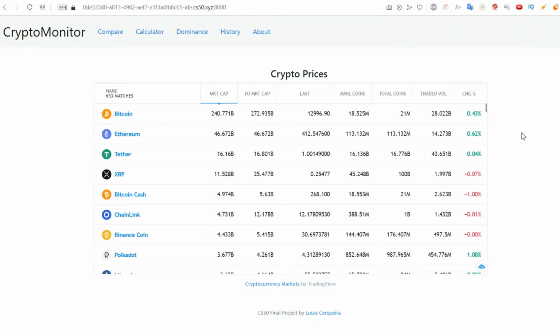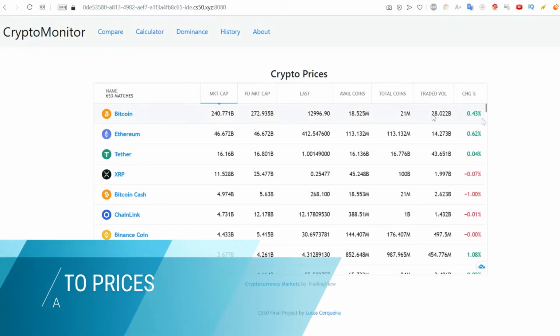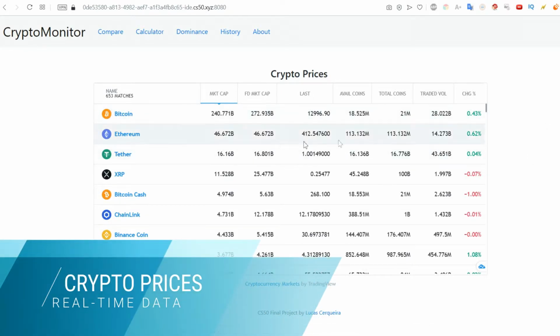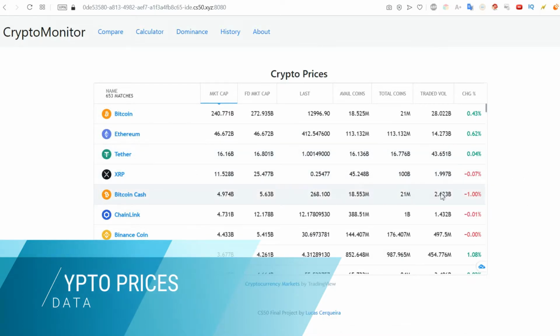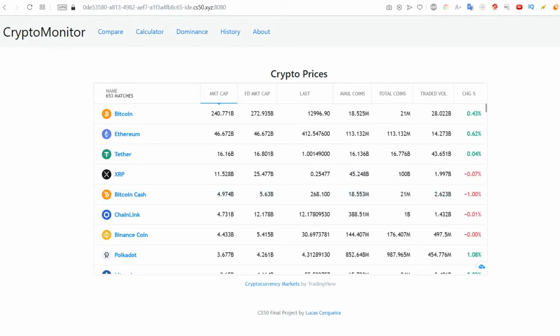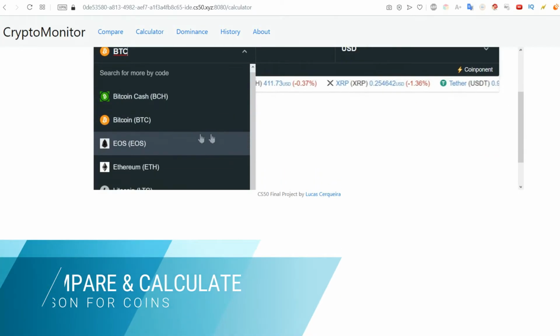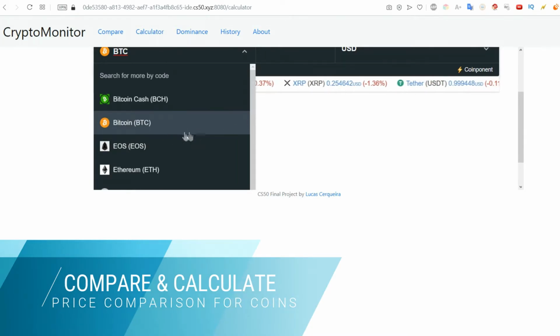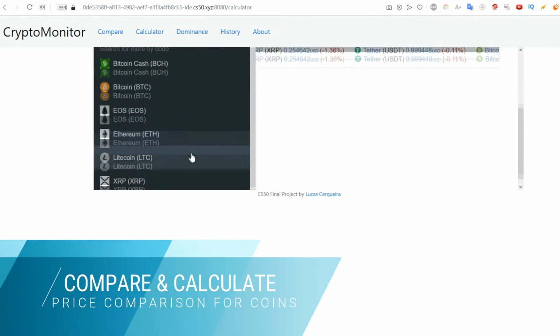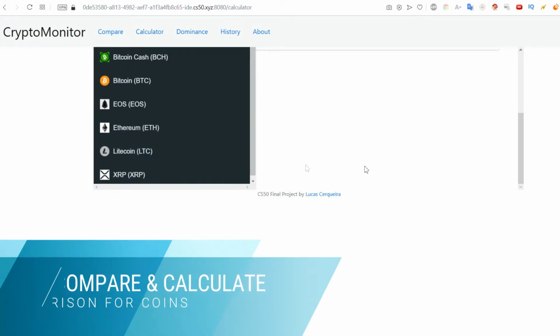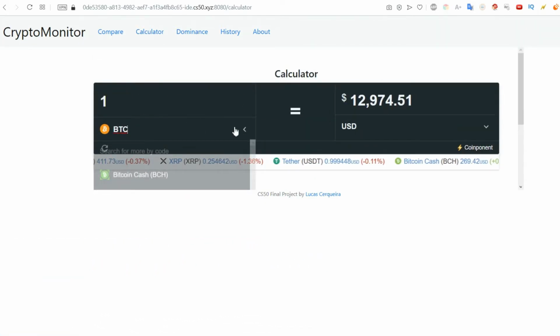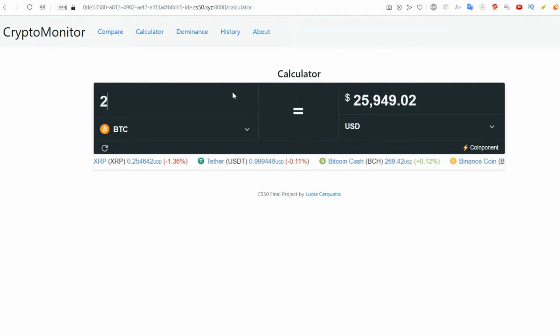When you first enter this website, you are going to see the crypto prices. As you can see, Bitcoin price, Ethereum, Bitcoin Cash, and so on. So you can see the prices for pretty much the most famous cryptocurrency, and you can compare the most famous coins. You can use the calculator. In this case, you can get the price for Bitcoin Cash, Bitcoin, EOS, Ethereum, Litecoin, and Ripple. So let's see the price, for example, for 2 Bitcoins right now. This is the price in US dollars.